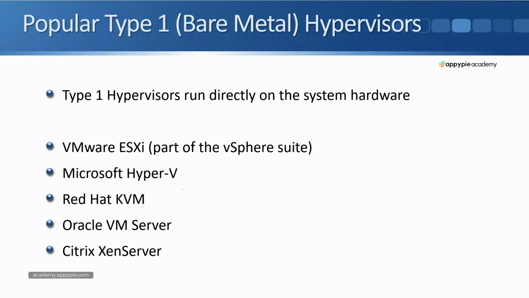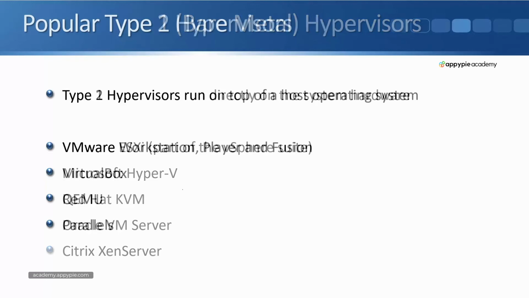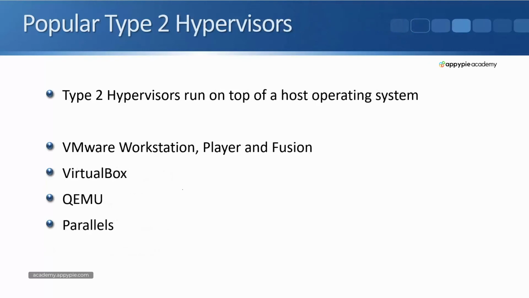Okay, what a type 1 hypervisor means is that the hypervisor runs directly on the system hardware, meaning the hypervisor is installed directly on the hardware and it acts as the operating system, and like I said earlier, its other job is to give out access to the underlying hardware to the different virtual machines. We also have type 2 hypervisors. A type 2 hypervisor runs on top of a host operating system. You'll see what that means on the next slide.